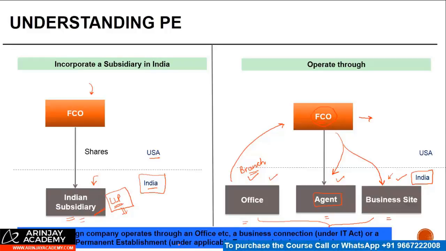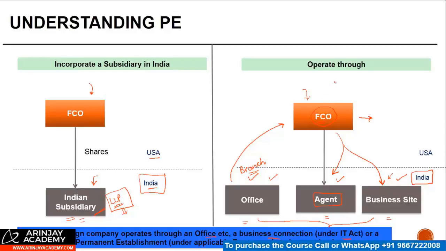So when a foreign company operates through an office, etc., there could be a business connection. This is a term which is used under the IT Act. Or there could be a PE, a permanent establishment. And if there is a permanent establishment, the rule is that the business profit of the non-resident are taxable in the source country. Again, the question which comes up is, how much of profit should be taxed?